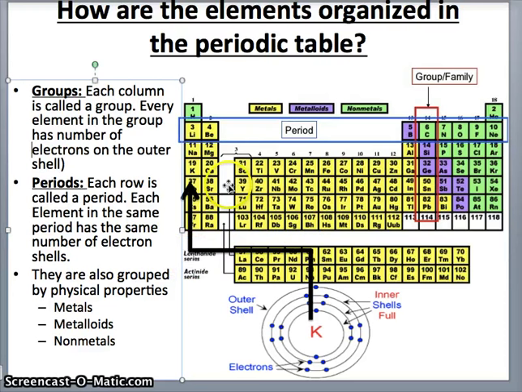The periodic table also groups elements by their properties. So you can see the yellow represents metals, the purple are the metal alloys. Basically, metal alloys are a combination of metals and nonmetals. They have properties of both. Nonmetals are over here. They're usually gases. They're not metals.